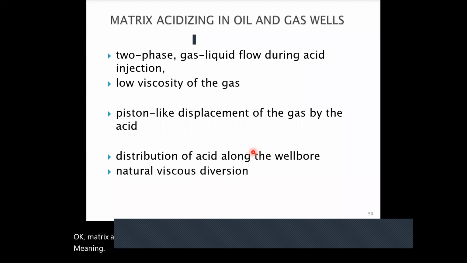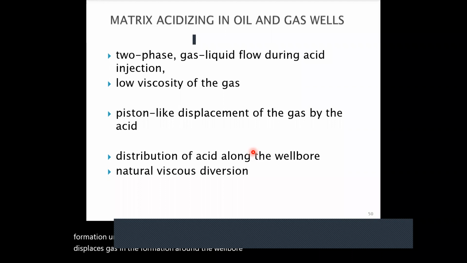Okay, matrix acidizing. What are the differences between matrix acidizing in gas wells and oil wells? The acidizing process differs in gas wells compared with oil wells or water injection wells because of the two-phase gas-liquid flow during acid injection and also because of the relatively low viscosity of the gas. So here we are demonstrating the differences that affect the penetration of acid into the formation and the distribution of acid along the wellbore.